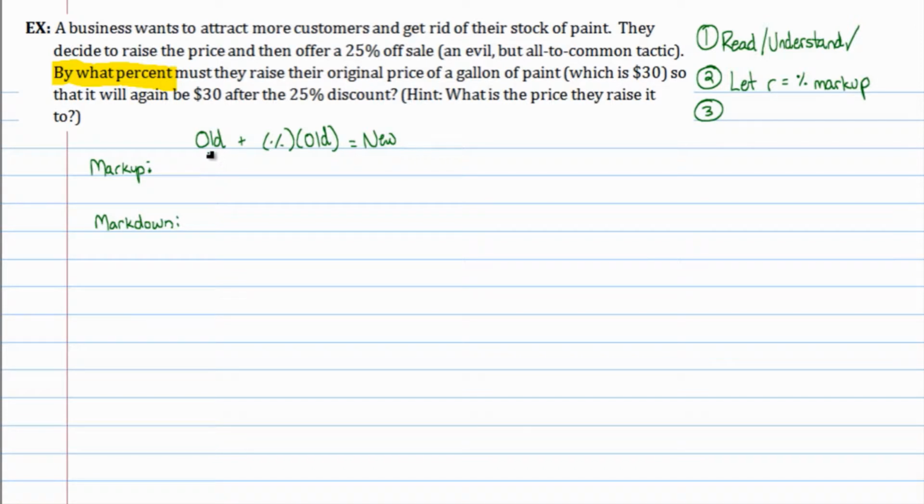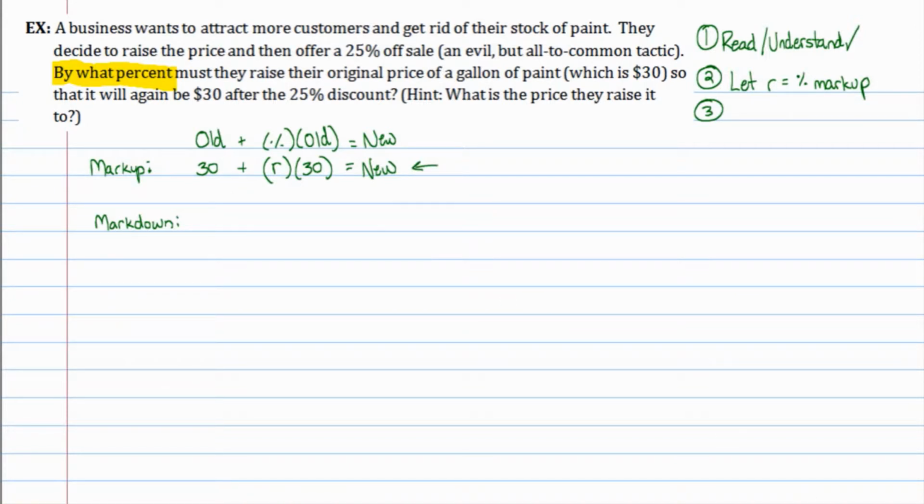All right, well, let's see. The old price here was 30 bucks plus, we don't know how much we're going to mark it up, right? So that's just going to be R. That's our percentage that we're marking up, but we still know the old price is 30. And they didn't tell us what the new price is, did they? No, so I'm just going to say that equals some new price. Sad but true, that's the way it is. So here's one equation. Now we have to deal with the markdown.